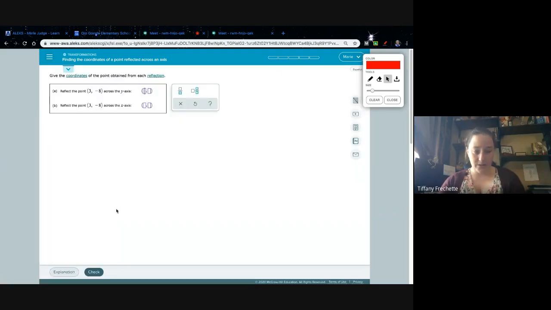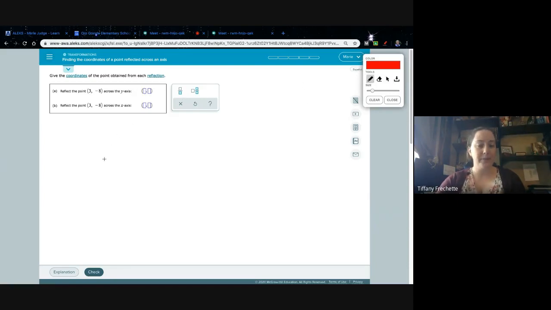All right, so give the coordinates obtained from each reflection. So this is going to be the exact same directions for each one. Oh, you know what? They are not giving you the graph, which is what I thought they might do. So we're going to have to think about it based on what they're giving us here. So it says reflect the point 3, -8 across the y-axis. Now, can you draw this?